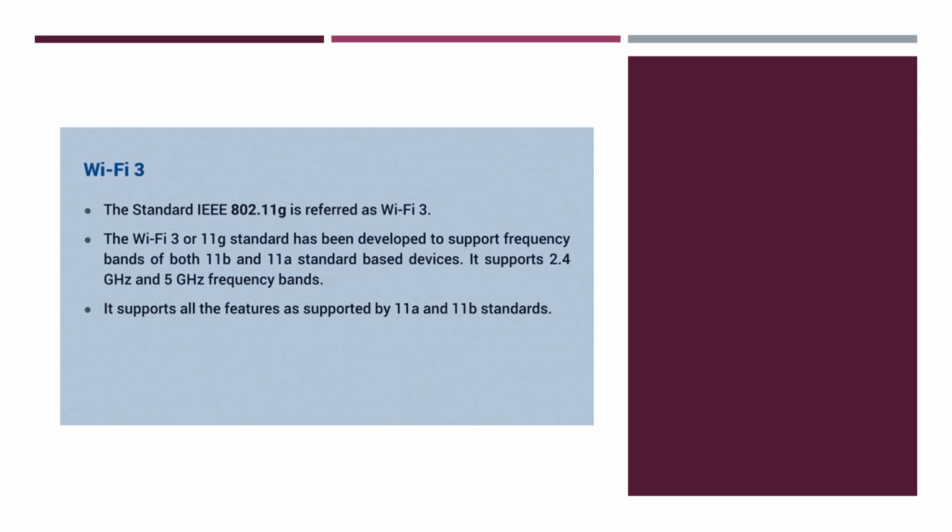Now we are looking into Wi-Fi 3. Wi-Fi 3 is the mixture of Wi-Fi 1 and Wi-Fi 2. That means its standard is IEEE 802.11g and it has been developed to support the frequency bands of both 11b and 11a. It supports 2.4 GHz and 5 GHz frequency bands. It supports all the features as supported by the 11a and 11b standards.